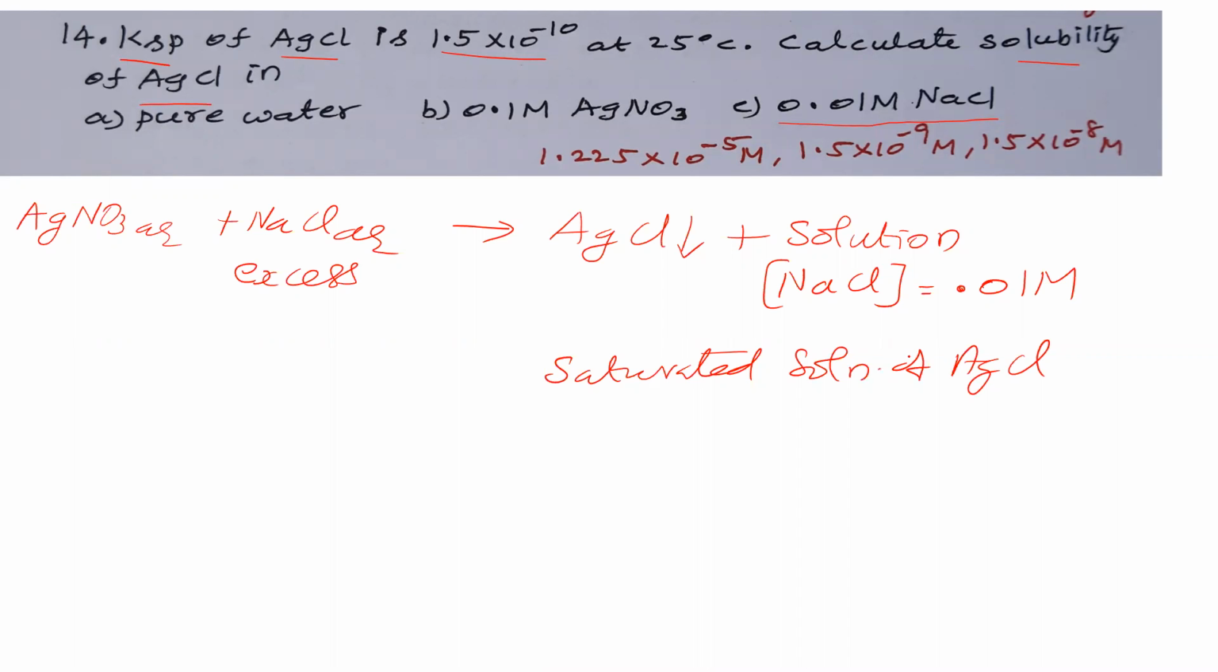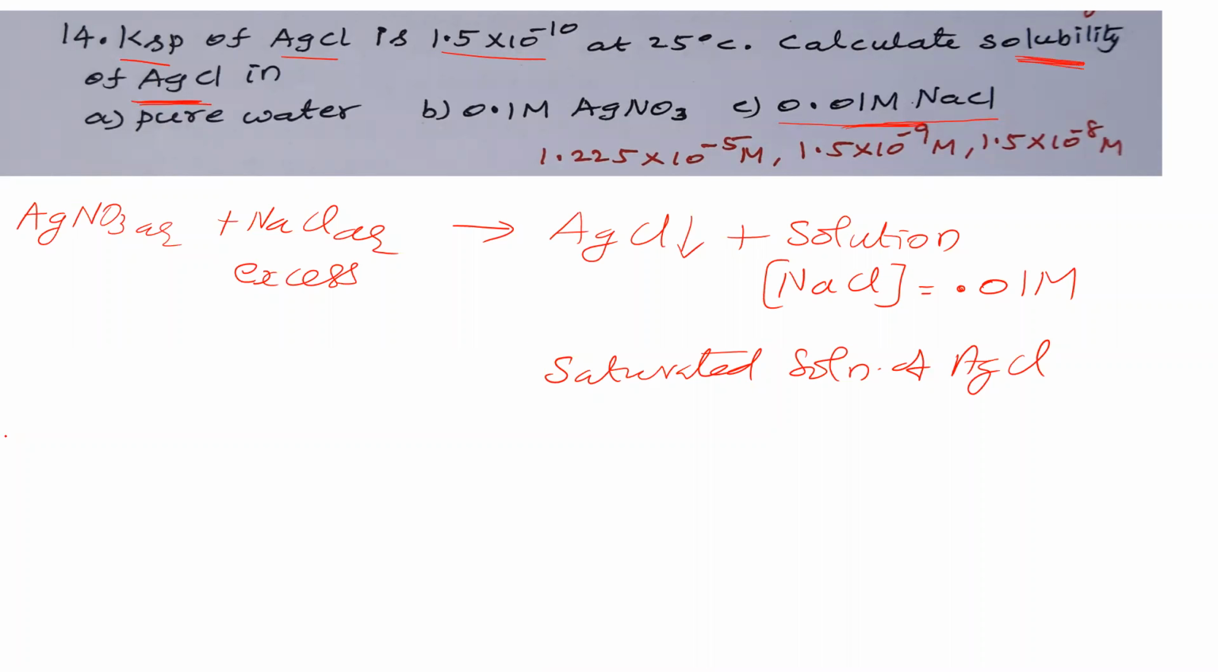Not only this AgCl, whatever precipitate you get in any analysis, above the precipitate, mother liquor will be there, and that solution will be saturated with that precipitate. Now this solution is saturated with respect to silver chloride. What they are asking is the solubility of silver chloride in this solution, which we have to find.